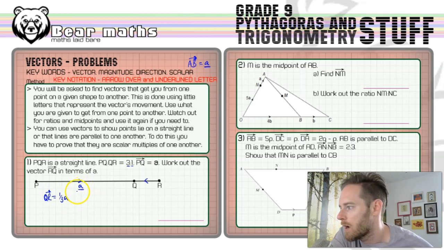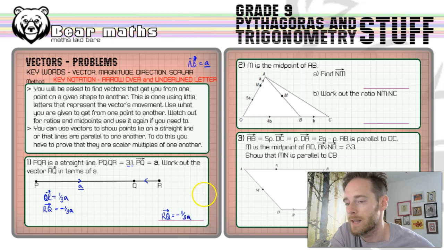Then all we've got to do is reverse that. So actually, we've got the answer pretty quickly. R to Q is equal to minus 1/3 of a. That's really tricky, I think, to think of. You just got to get your notation right as well. Hopefully that makes sense to you.